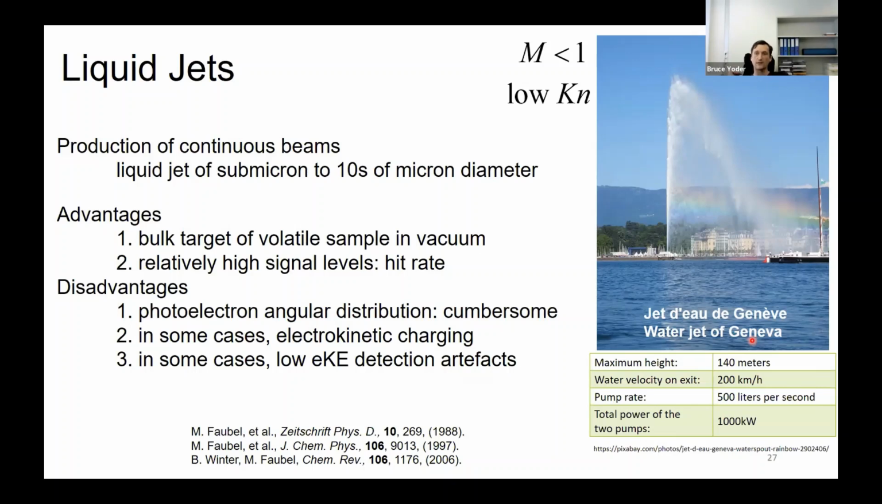There are several variations of liquid microjets that have been and are being used. I'll summarize a few of them here. In general, liquid jets can be made sub-micron to tens of microns. The draw is a bulk target volatile sample in vacuum. They have reasonably high signal levels compared to aerosol particles, for example. But they also have their shortcomings, like everything.